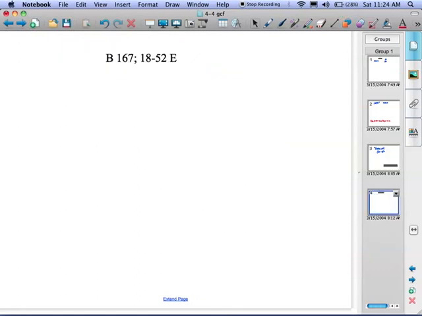And finally, your homework is on page 167, 18 to 52, the evens.